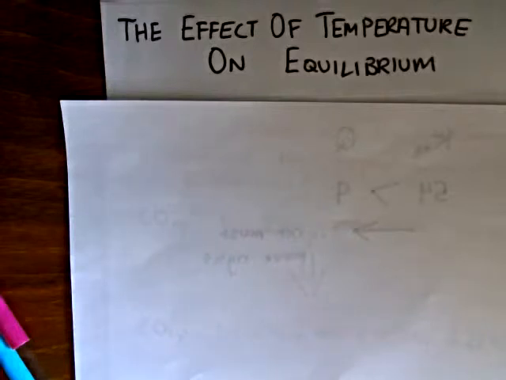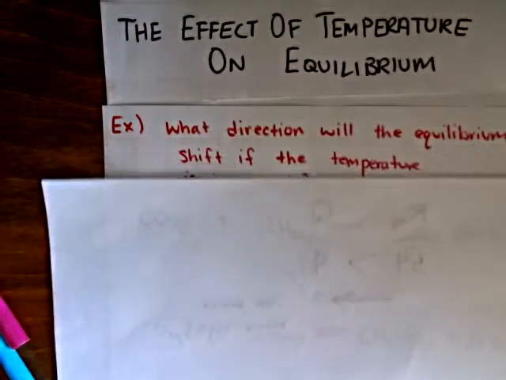In this video, I want to talk about the effect that temperature has on a chemical equilibrium. And I'm going to show you a very useful trick that can be used to help solve temperature equilibrium problems. Because out of the four factors that affect a chemical equilibrium, temperature is by far the most challenging to grasp.